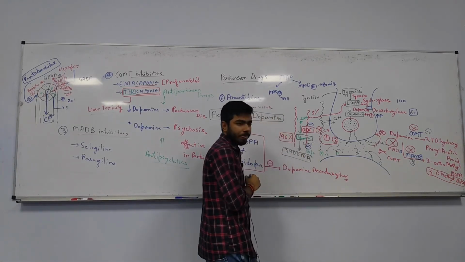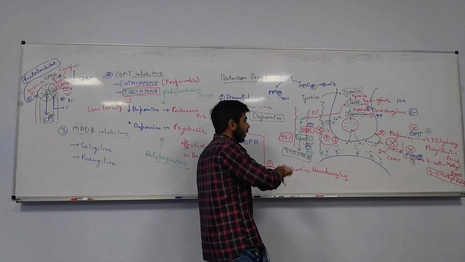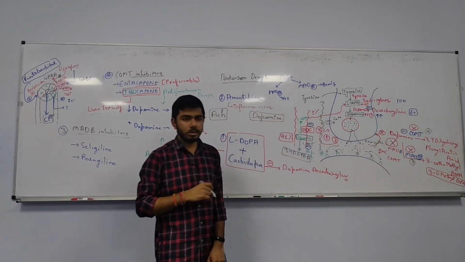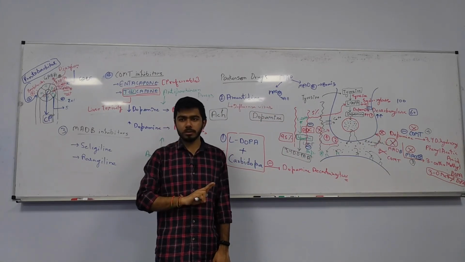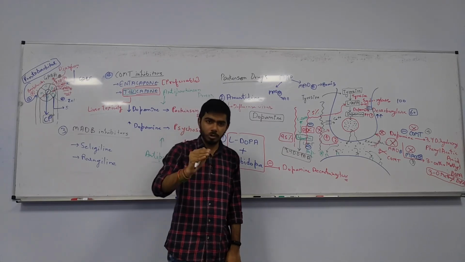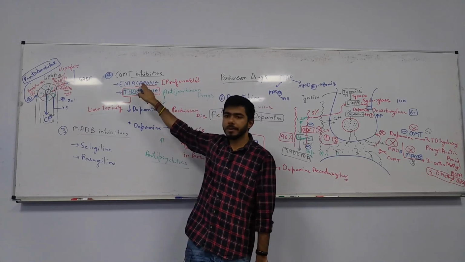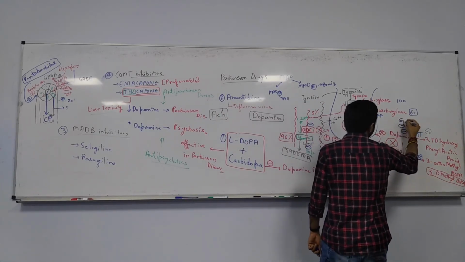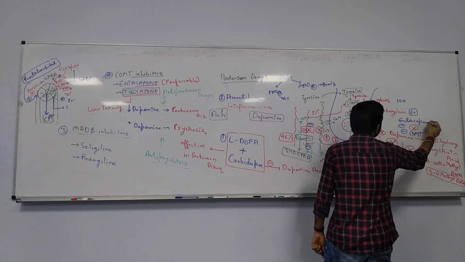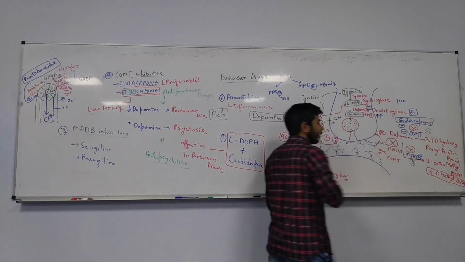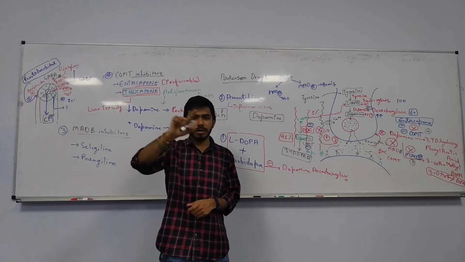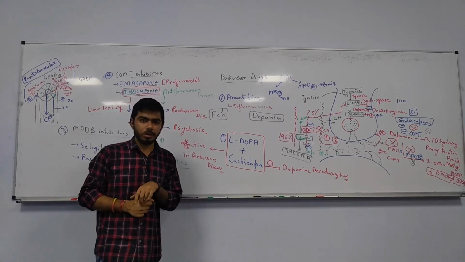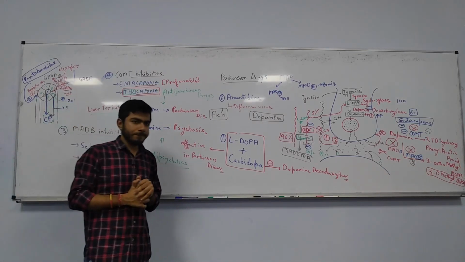Tolcapone, which can cause liver toxicity, can inhibit COMT in the peripheral blood circulation, and the same tolcapone can inhibit central COMT. So it has two effects. However, we are not using tolcapone. We are using entacapone, which inhibits peripheral COMT only, whereas tolcapone can inhibit central as well as peripheral COMT. But tolcapone can cause liver toxicity or hepatotoxicity. Fine.